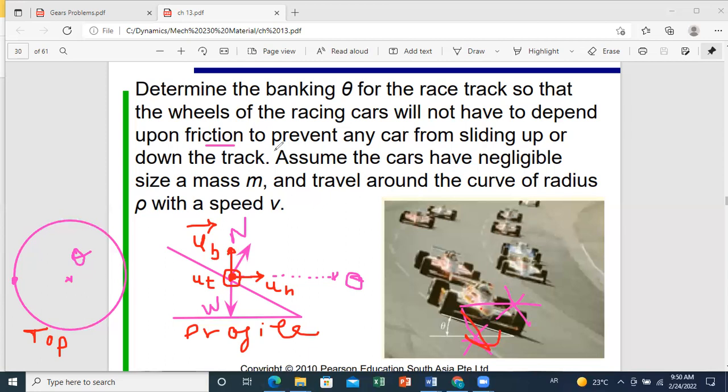Now in this view, I have UT tangent to the path, and the car is coming towards us. So you will see this. This is UT. UN is directed towards O, and UB here is perpendicular to the circle. So we can represent it by a point and a circle. It's pointing up. This is UB.